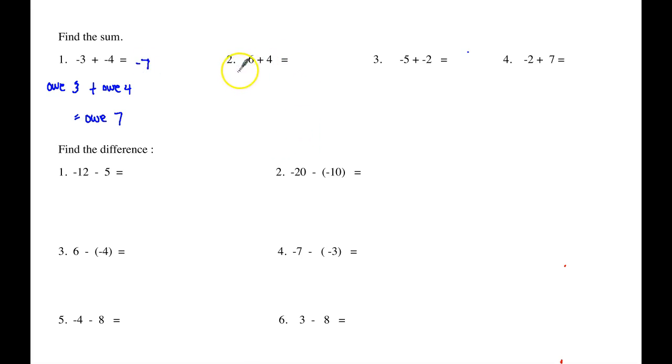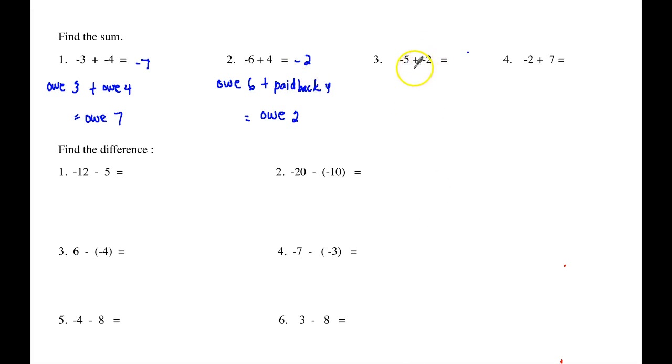Okay, the next one, negative 6. So you owe $6. Plus, this is positive 4. So that means you paid back $4. Do you still owe? Yes, you still owe $2. And owe $2, that's negative 2.